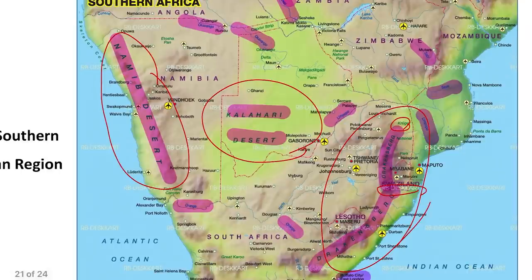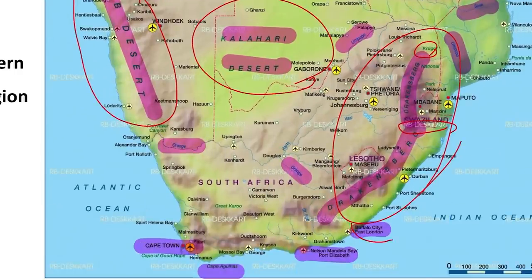And then coming to important cities, friends, we have Buffalo City here, and then the Nelson Mandela Bay and the Port Elizabeth is also worth remembering here. And then the Cape Agulhas and the Cape Town or the Cape of Good Hope are worth remembering.